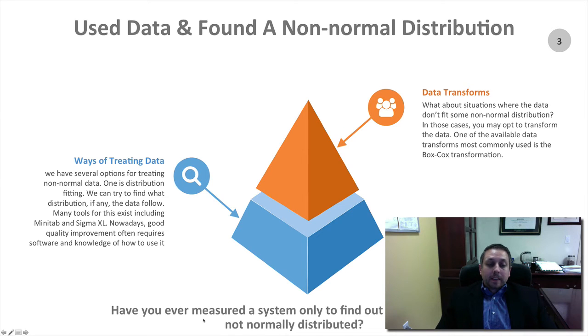So if you've ever been in a situation where you've measured a system only to find out the data are not normally distributed, and that happens, you have two options. One is distribution fitting, where you test to find out if you fit some other distribution, or a data transform, like a Box-Cox transformation.